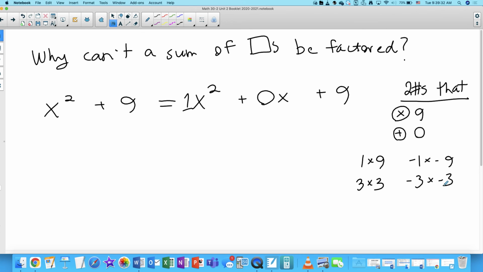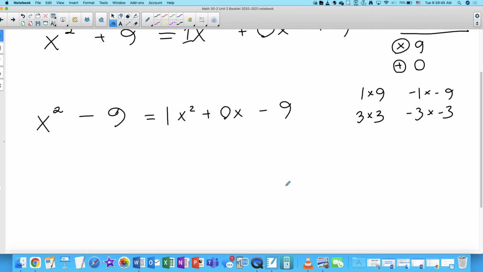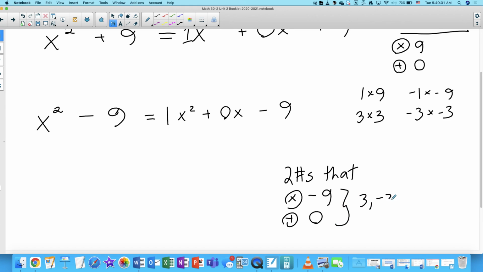Whereas, if you try and factor this, x squared minus 9, if you think of this as 1x squared plus 0x minus 9, now you're looking for two numbers that multiply to 1 times negative 9 and add to 0. And we can find two numbers that do that. The two numbers that do that are 3 and negative 3. Okay? So this is why a difference of squares is factorable. A sum of squares is not.